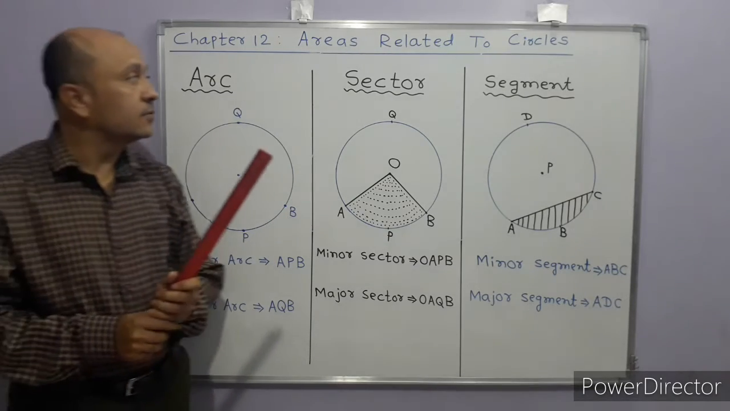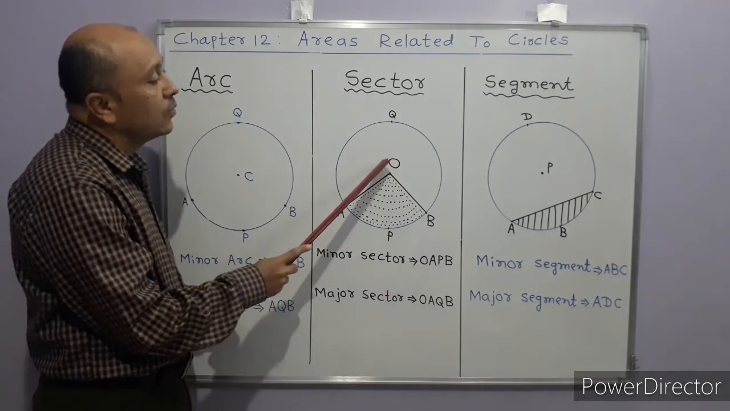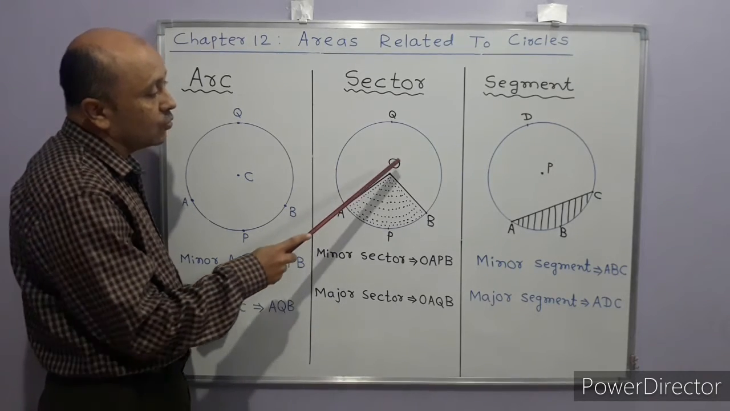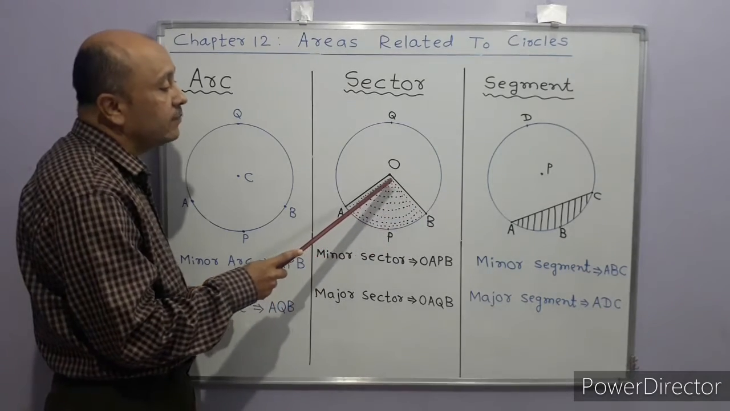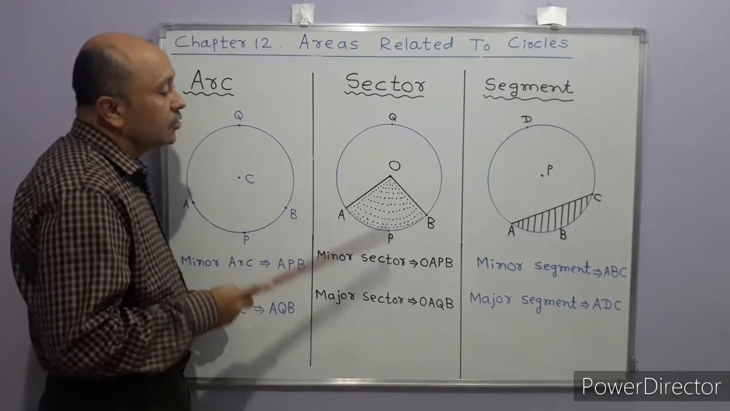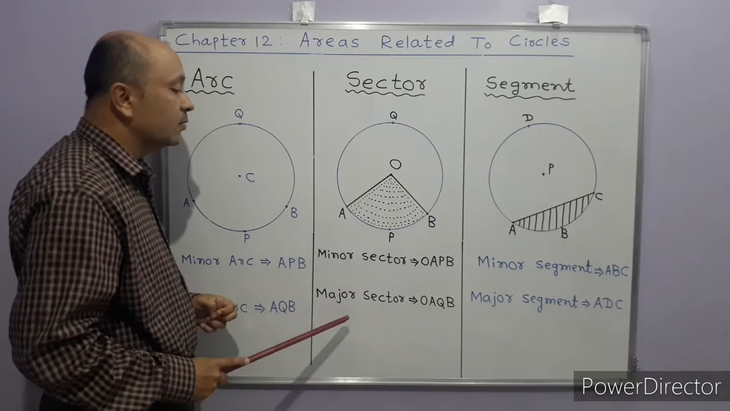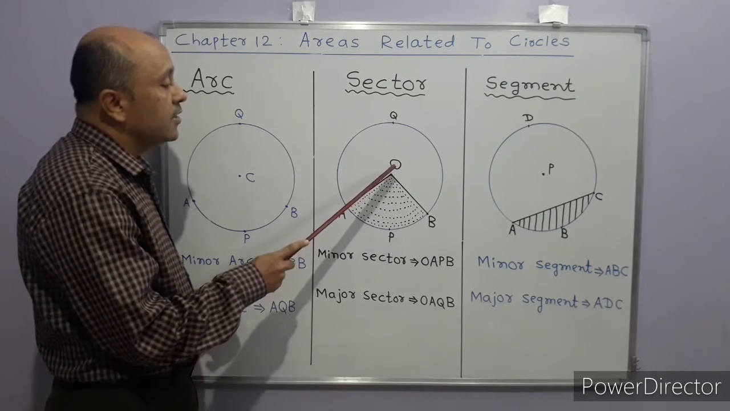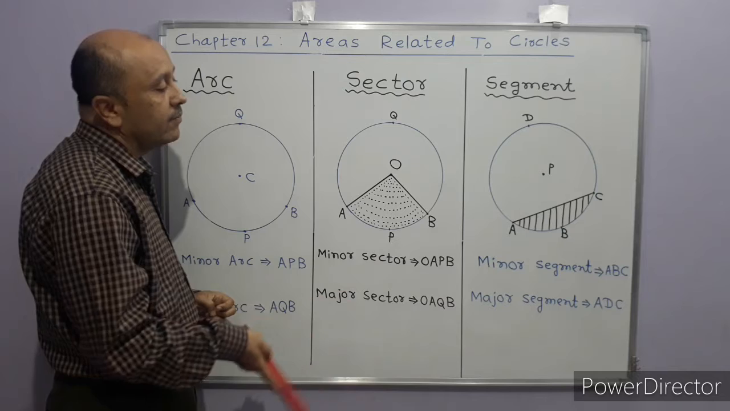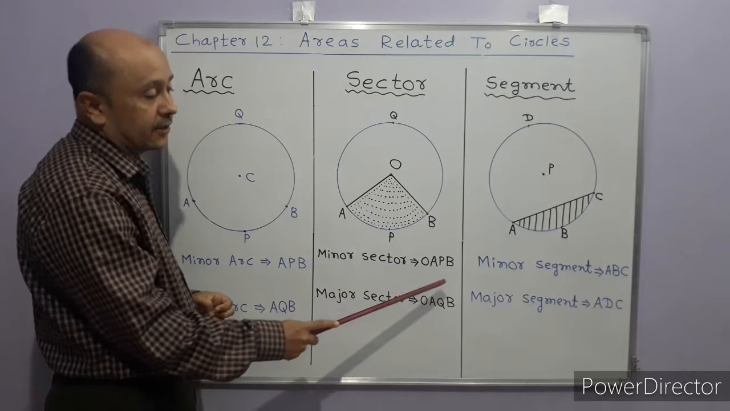So see the next concept, students, that is sector. We know this all very well. A circle is given, O is the center of the circle, and radii are drawn. OA is a radius, OB is a radius. So the part in between two radii is called a sector. There are again two names. One is a minor sector and the other is a major sector. The name of the minor sector is written like this: O, then APB, or sometimes O dash APB.